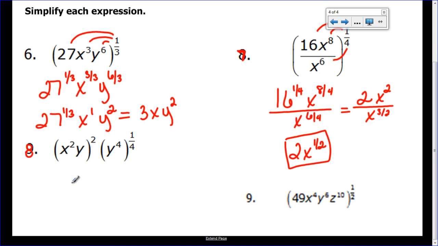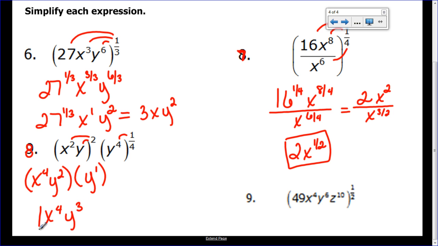So number 8, we're going to have to get rid of parentheses first by distributing. So this first one, I've got to distribute the 2 to everything. So this becomes x to the 4th y squared. And this one right here, when I distribute my 4 times 1/4, I get y to the 4 over 4, which is just y to the first. And so then when I multiply these together, I will add my exponents. So I keep my x to the 4th because there's nothing to multiply it with. But for my y's, I will add the 2 and the 1, and I'll get y to the 3rd.